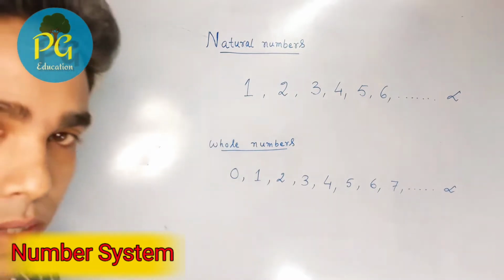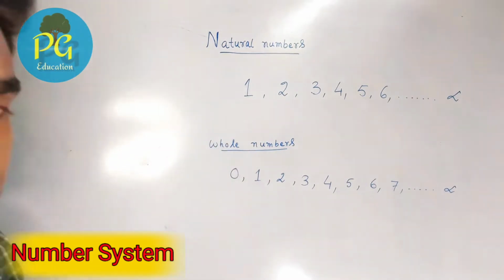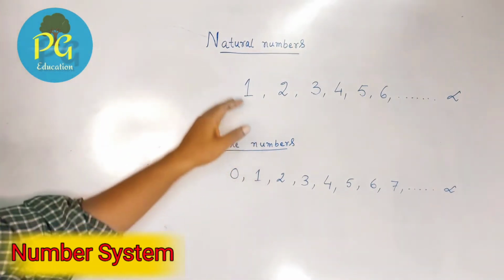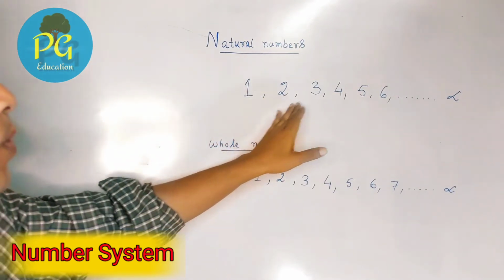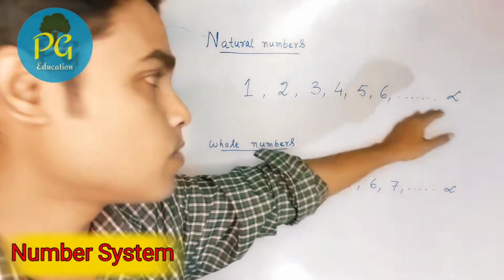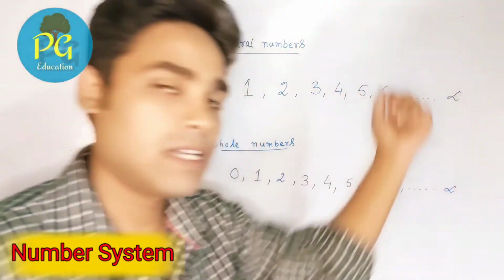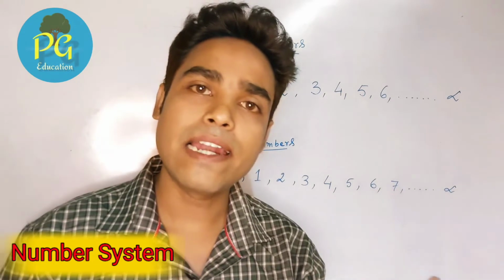First is natural number. What is natural numbers? Natural numbers are starting from 1, 2, 3, 4, 5, 6 and so on up to infinity. Infinity means it is endless.